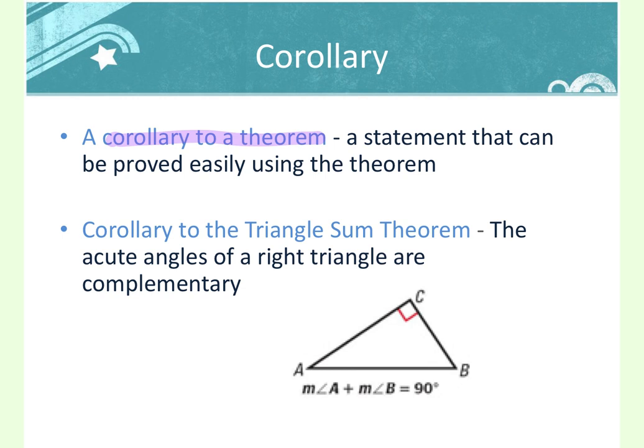So the corollary to the triangle sum theorem says that the acute angles of a right triangle are complementary. And this should make sense common sense wise. If the three angles inside the triangle have to add up to 180 and one of them is 90, if I take away that 90, the other two have to add up to 90 degrees, which is all this is saying. So acute angles of a right triangle are complementary.